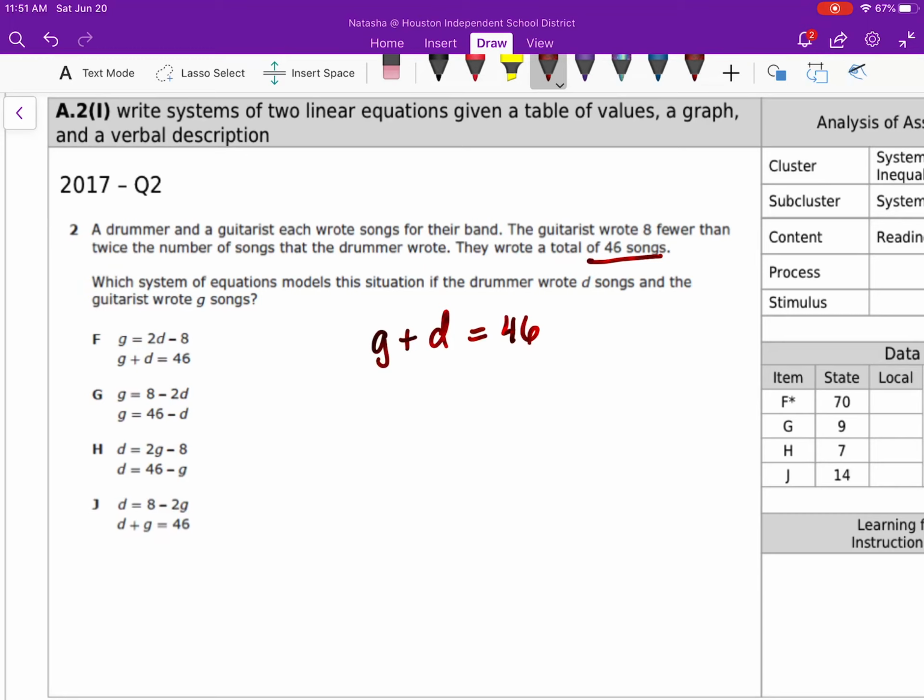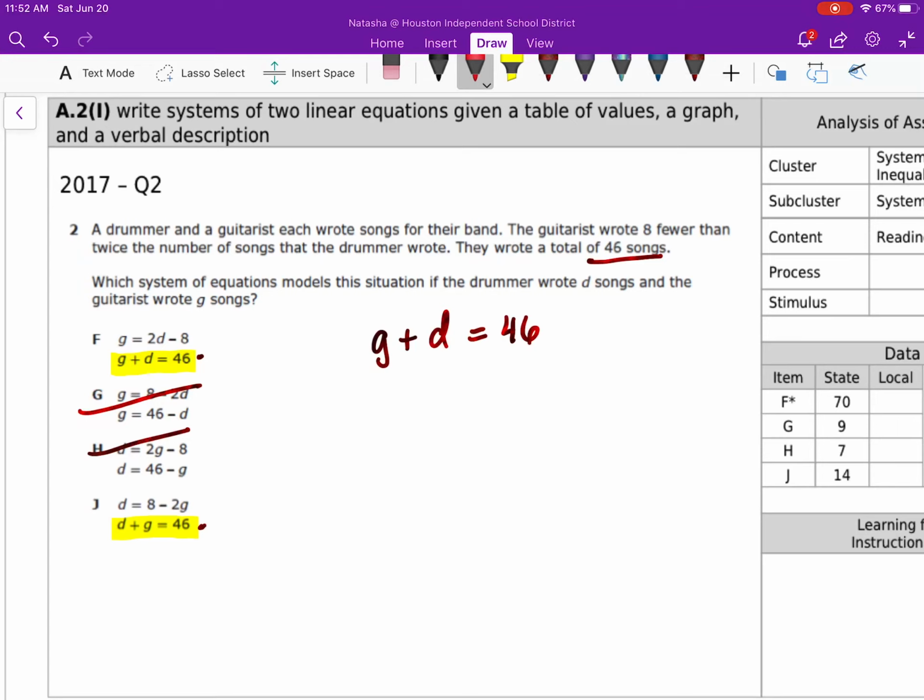Let's see. The only ones that match that are going to be F and J, so we can eliminate G and H. Both of those, J and F, have that second equation match what we wrote. The order of the D and G doesn't matter. That's okay. Now let's look at the second one.